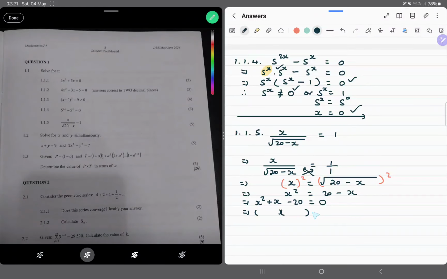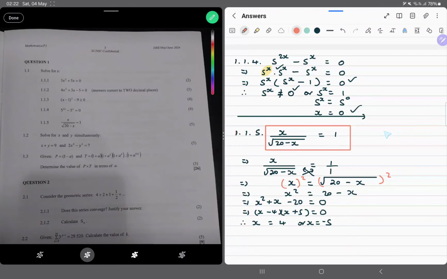We then factorize. What do we get? (x + 5)(x - 4). Therefore, x must be 4, or x must be minus 5. Now let's see. Don't be happy again that you got an answer. Check these solutions, whether the left-hand side is equal to the right-hand side.